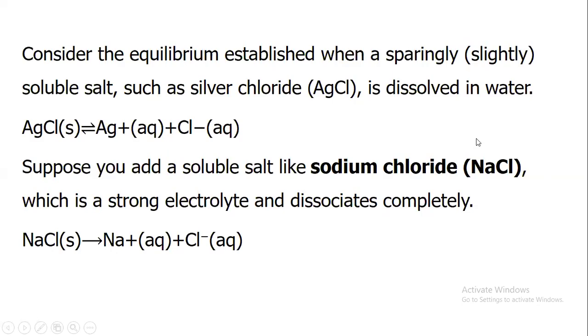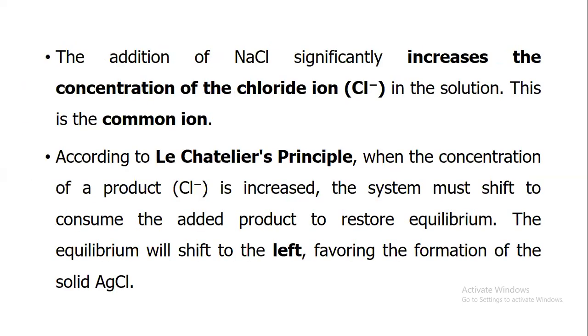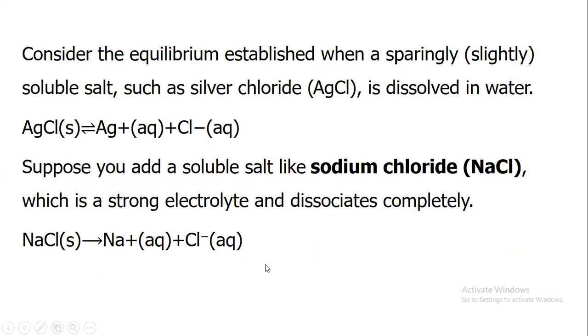Consider the equilibrium established when a sparingly soluble salt, that is, a slightly soluble salt such as silver chloride, is dissolved in water. Suppose you add a soluble salt like sodium chloride, which is a strong electrolyte and dissociates completely. The addition of sodium chloride significantly increases the concentration of chloride ions in the solution. Chloride is the common ion, since it comes from the dissociation of silver chloride and also from sodium chloride.